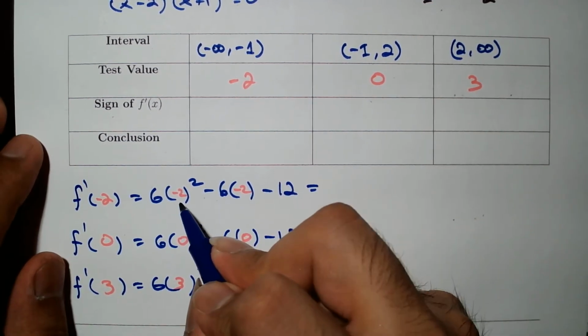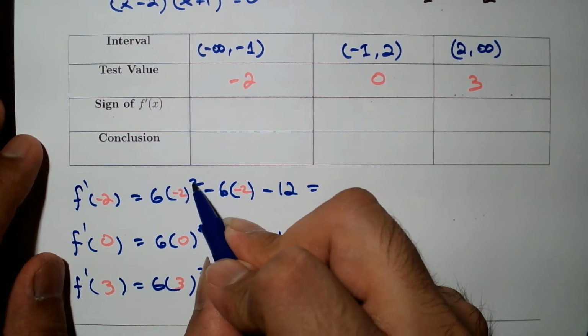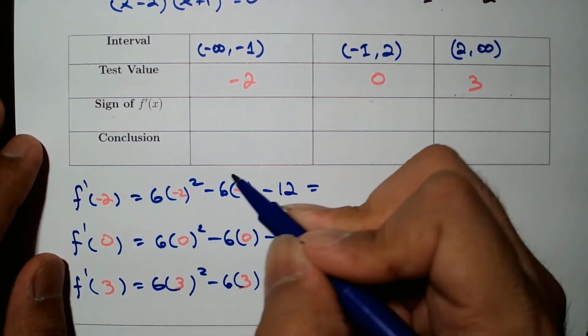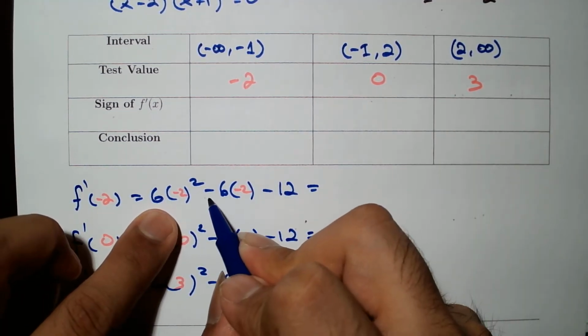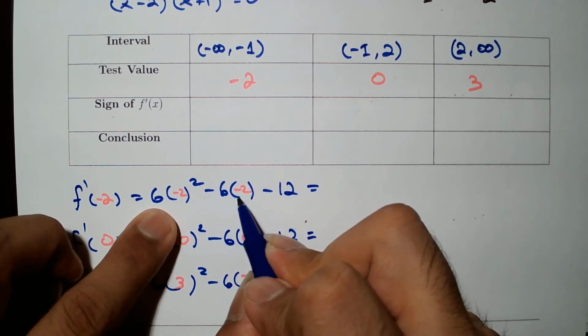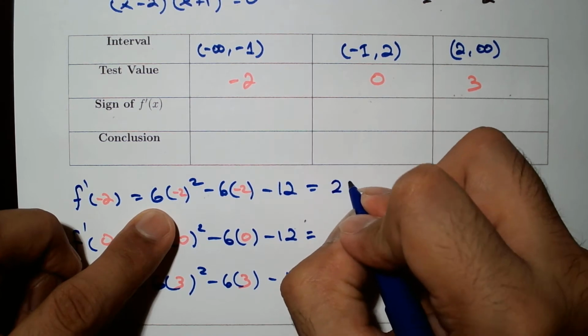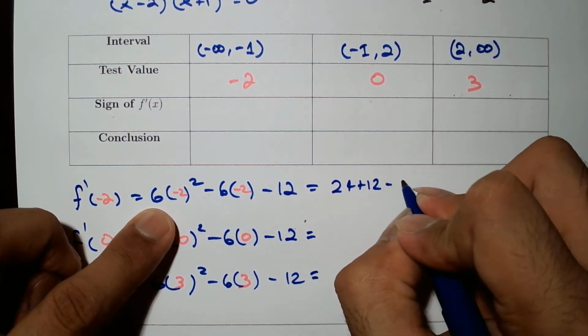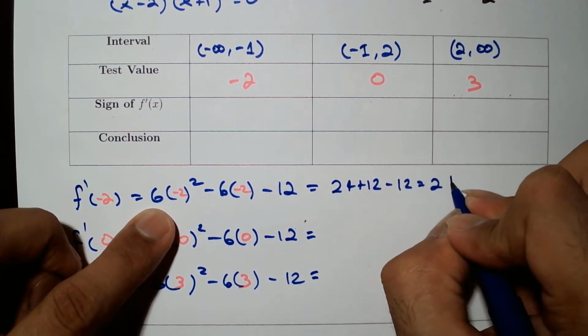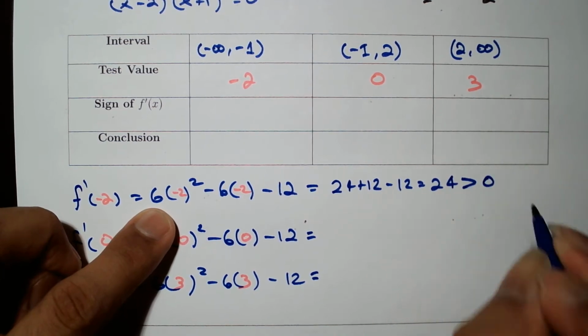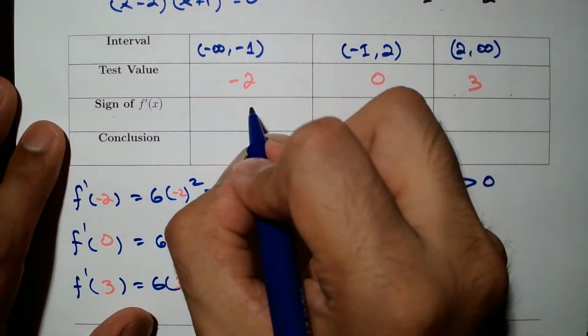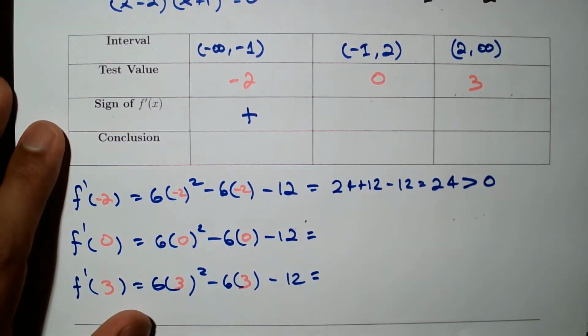So in this case, I'm going to get 2 squared, which is 4, times 6 is 24, and then negative times a negative is positive 12, 24 plus 12, and then minus 12, which is 24. That is greater than 0. So in this case it is positive.